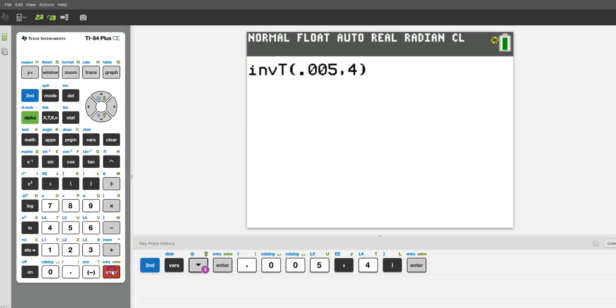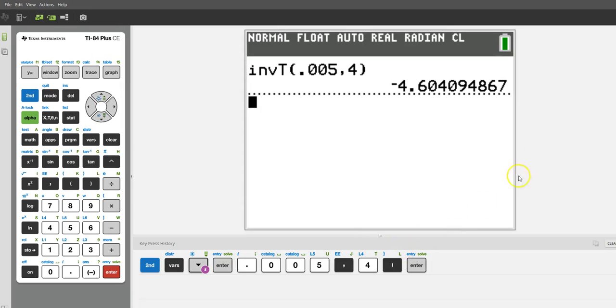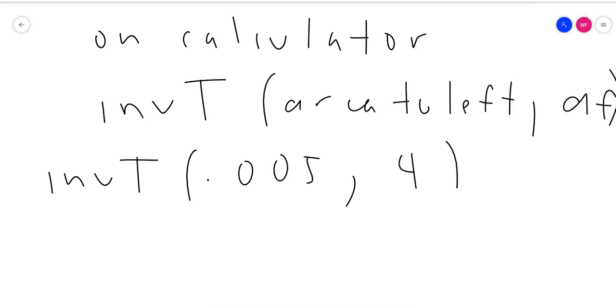And when I hit enter, it gives me this minus 4.604. So that's one of the critical values on the negative side. Let me go back to this. So this is minus 4.604. That's the negative critical value. And then the positive critical value will be positive 4.604.